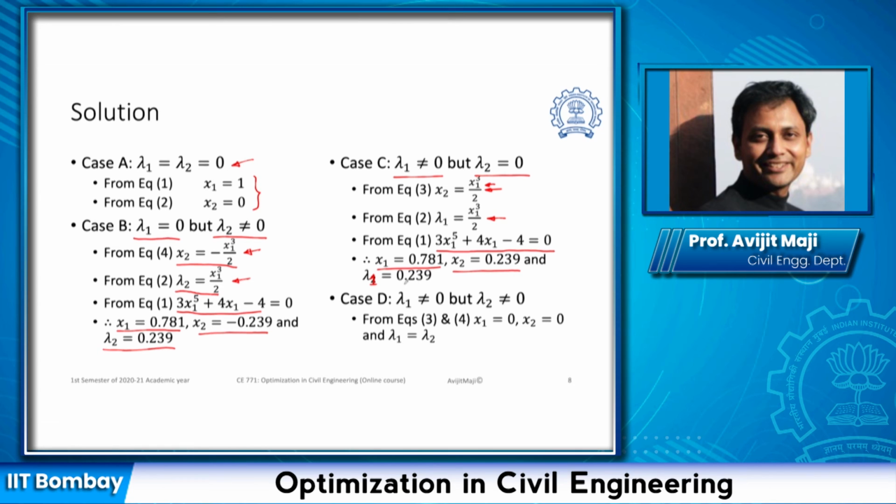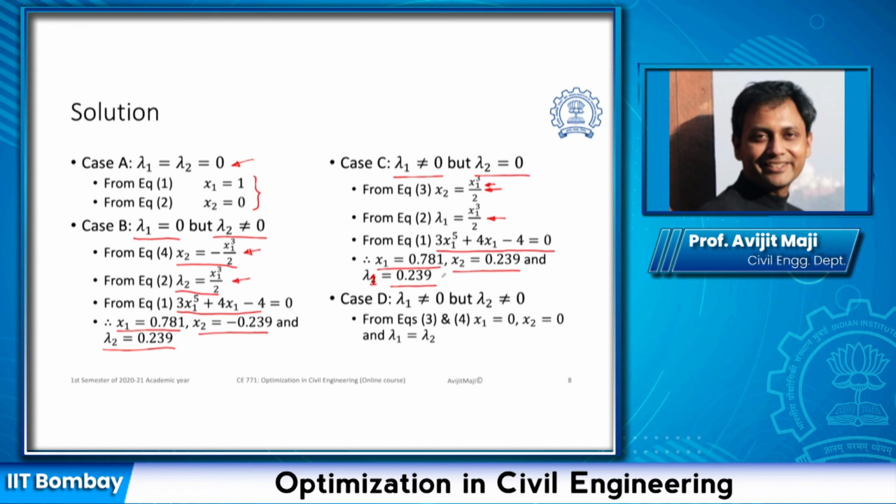Lambda 1 value is going to be 0.239, and again it is indicating that the obtained solution is the minimum for this particular condition.